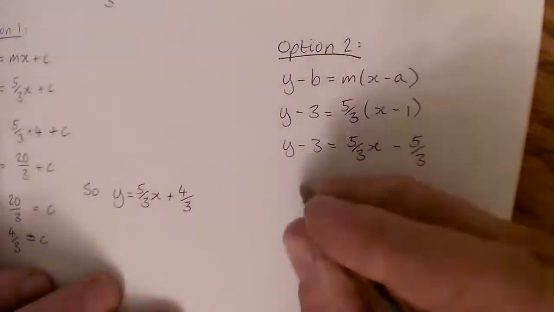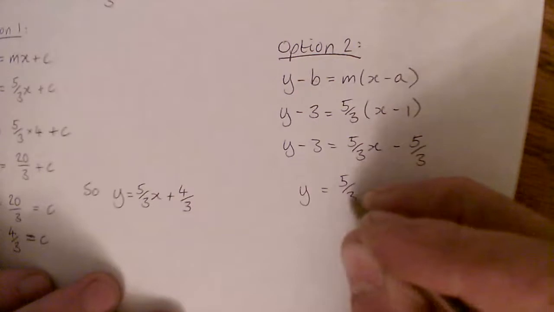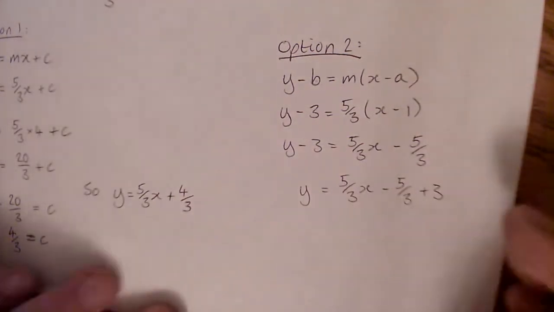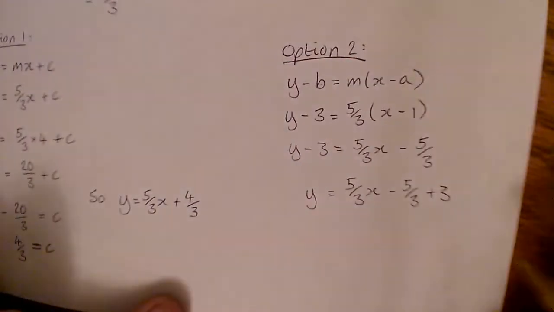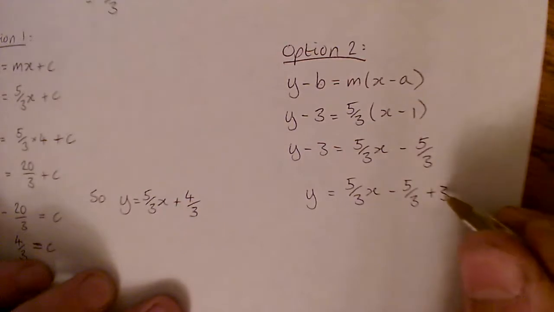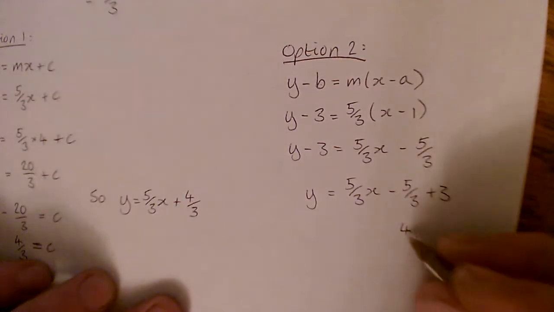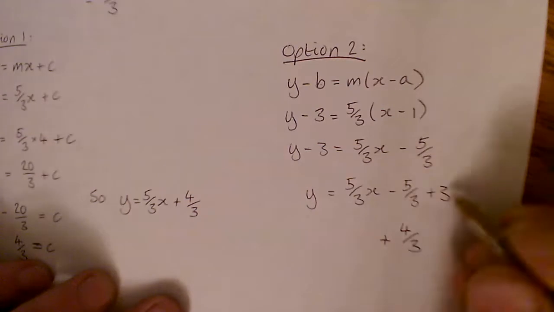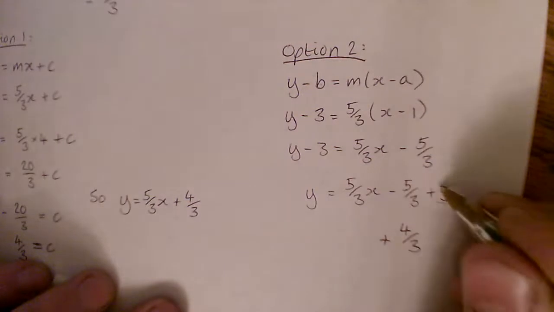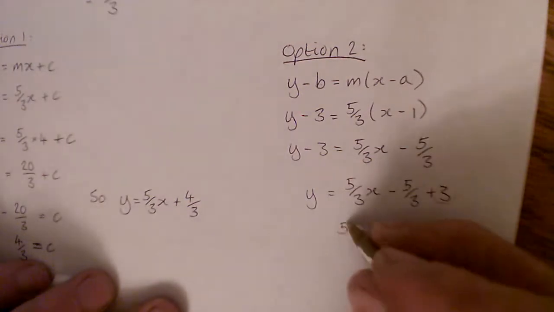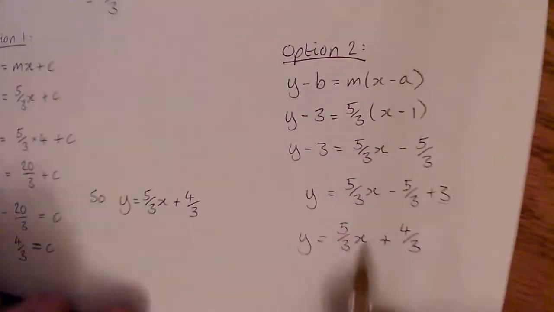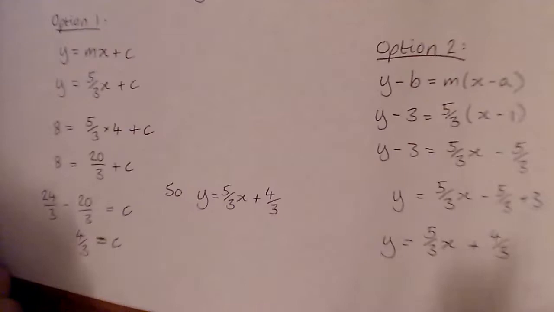Add 3 to both sides. We get y equals 5 over 3x minus 5 over 3 plus 3. Again, slightly awkward number. Turning 3 into thirds is the same as 9 over 3. So we get 9 over 3 take away 5 over 3, which is the same as 4 over 3. I'll let you figure out that fraction work. And so we get our line equation. The two line equations match, even though we used different points.